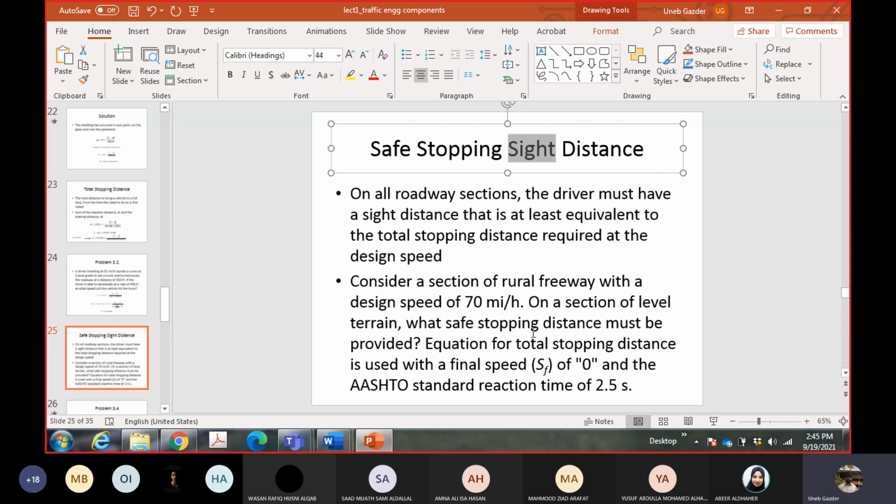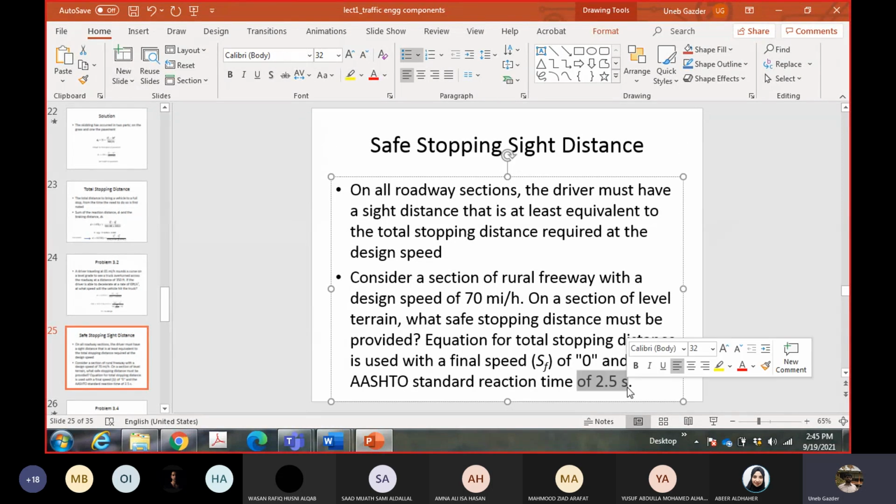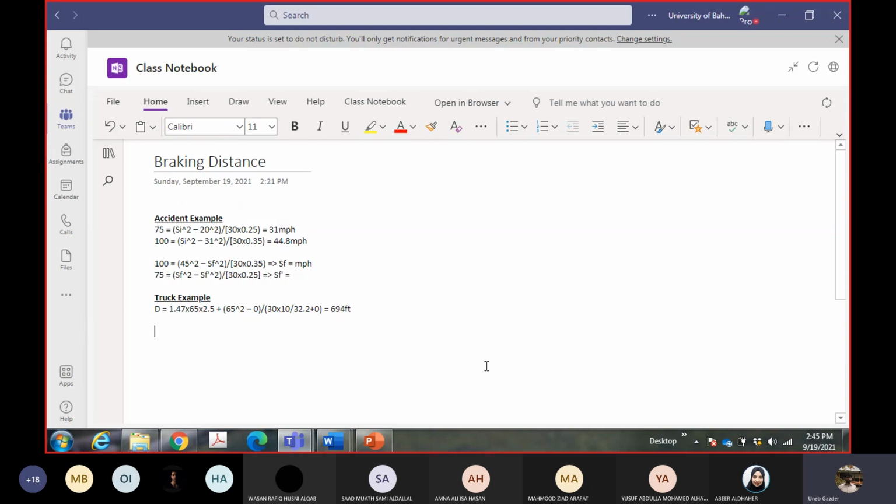Here they are asking which equation for total stopping distance will be used. Final speed of 0 we already know because we are talking about stopping, and use the recommended reaction time of 2.5 seconds. In this case it's very simple. You are using the same equation.